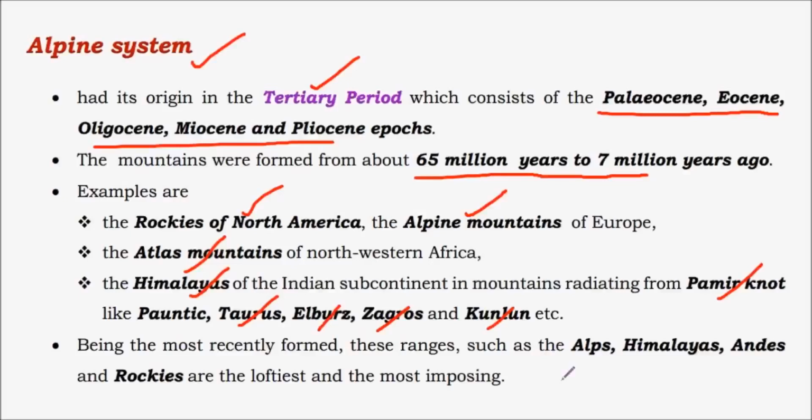And the most important feature of these mountains is that they are the loftiest, that is, they have very high peaks. This is because they, being the youngest, have been subjected to little weathering and erosional processes. And since these mountains are formed mainly due to tectonic processes, their summits are rising with the passage of time. Hence, these mountains are the loftiest and the most rugged mountain system in the world.